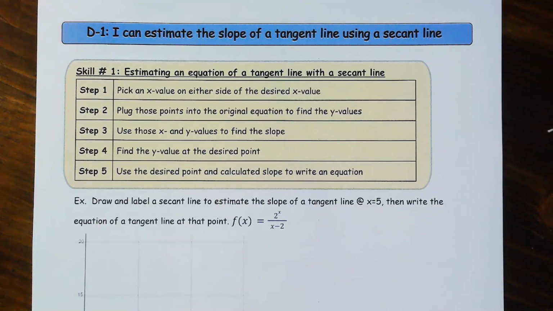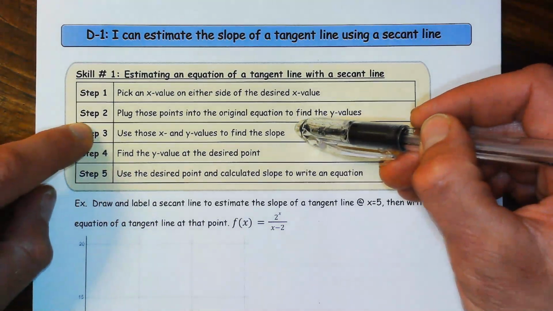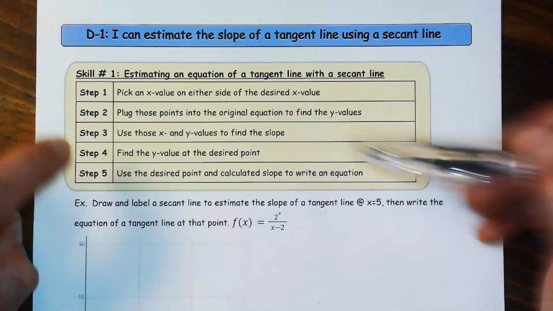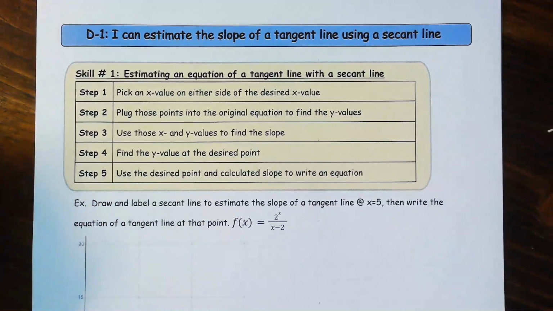So slope formula we went over in the background information we talked about. And then we're going to find the y value of the desired point by plugging in 5 in this case to the initial equation. And then you're going to use your slope that we found in step 3, and then your x and y value, the point from step 4, in order to write an equation. And so it's a fairly straightforward process, but I want to show you how to get there and how to accomplish it.